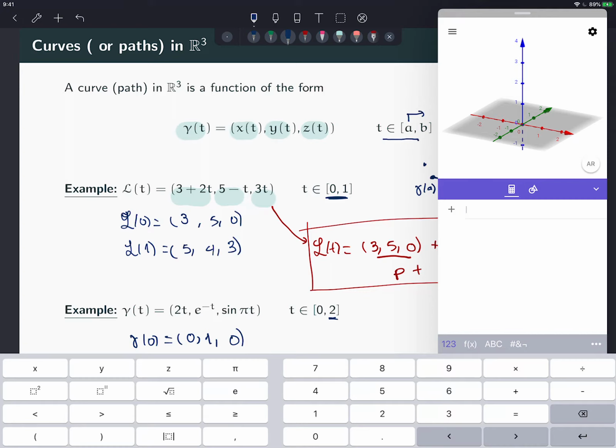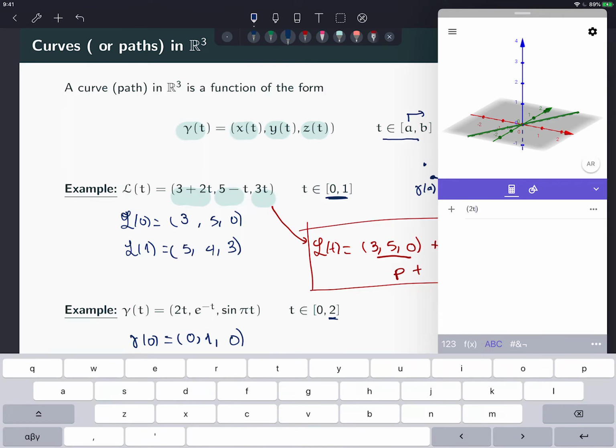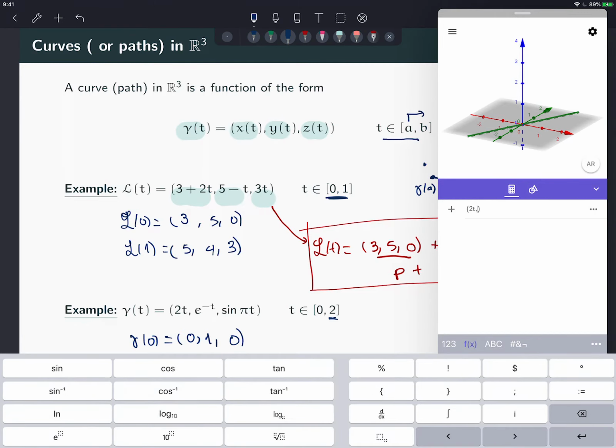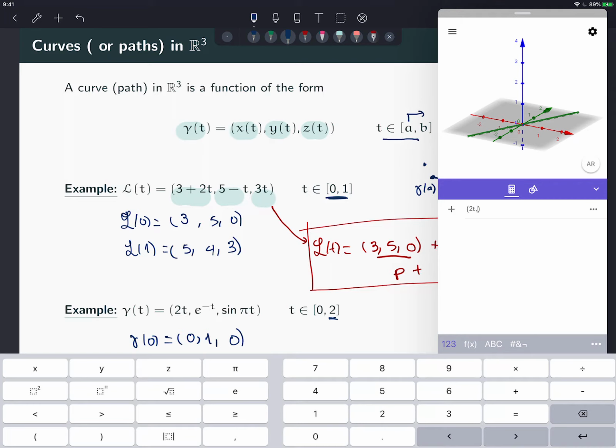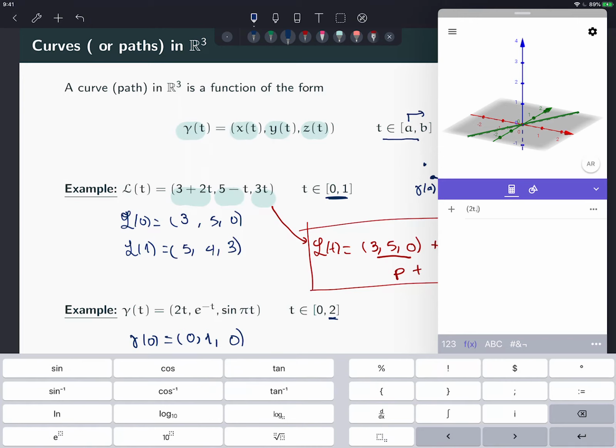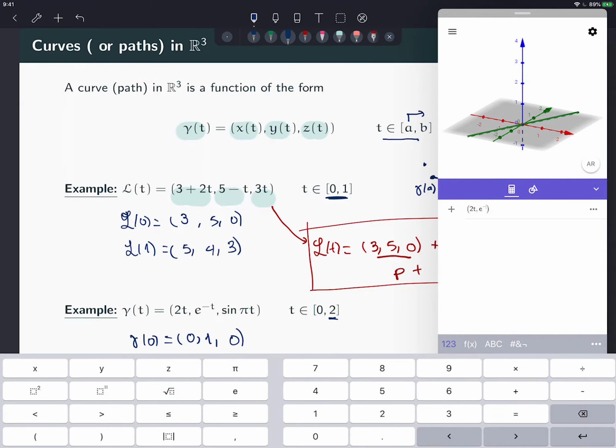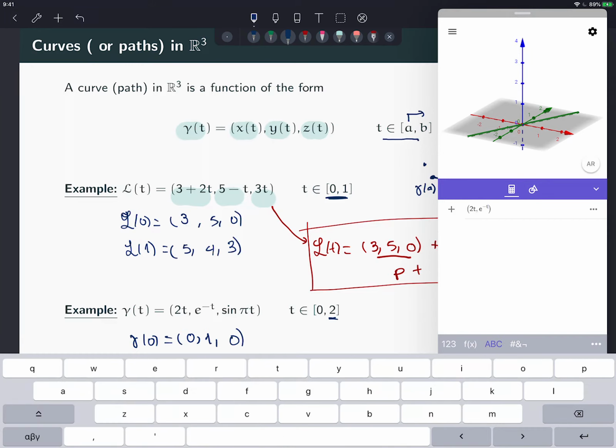I can just start writing parentheses with t. If you want, you can label it, say a equals. As I type it, it's going to start graphing things, but it's not going to be correct until I finish, right? So it's 2t comma, I go back to the function part, 2t comma e to the negative t. I have to get used to this keyboard. Sorry about that. e to the negative t. Then I scroll forward and put a comma, sine of pi t. So I put sine.